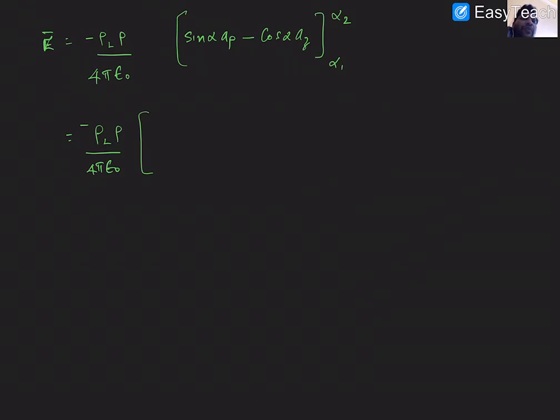0. You see sine of alpha 2 minus sine of alpha 1 after applying the limit into a rho minus cosine of alpha 2 minus cosine of alpha 1 into az, right? So this is the final answer. So I hope it is clear to you.